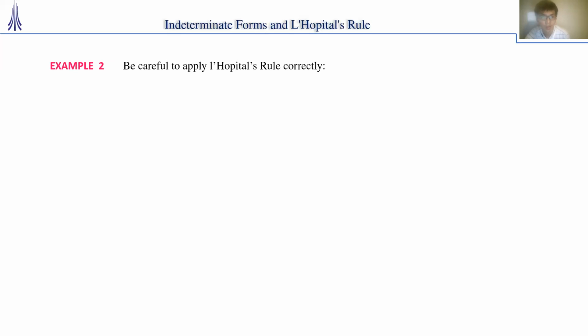We see example 2. Be careful to apply L'Hopital's rule correctly. For example, the limit as h approaches 0 of 2 times cosine of h minus 1 over h squared plus 7h. We get minus 2 times sine of h over 2 times h plus 7, and we insert h equals 0. We get 0 over 7, so the answer is 0.